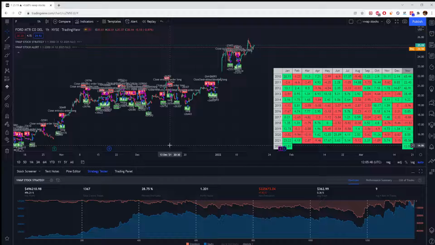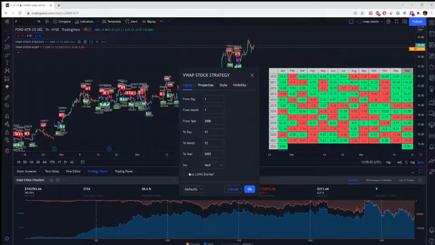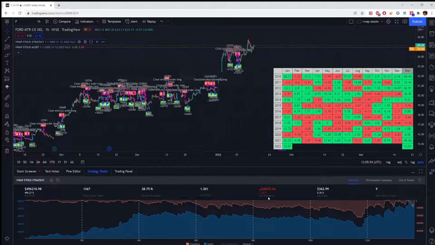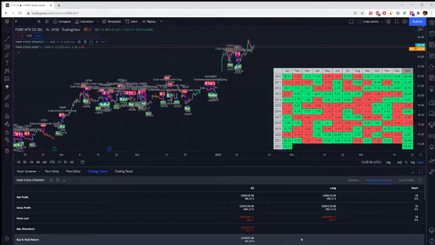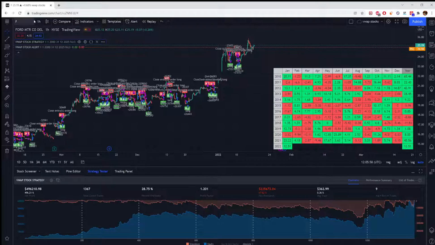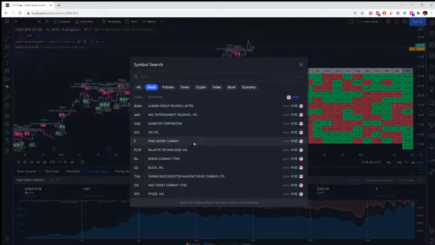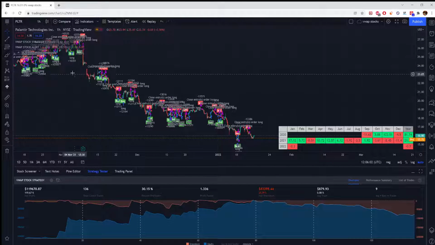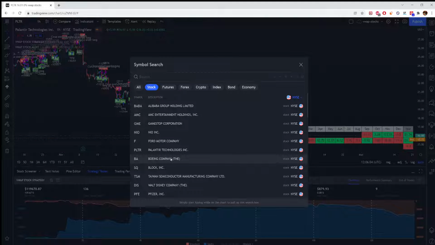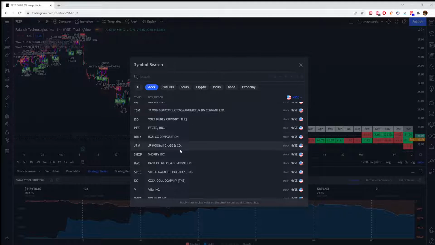Let's take a look at Ford. Ford, well, not the best, but it looks like it's much better anyway than simply buy and hold. But yeah, low win rate. And let's take a look at the last one. I don't know, JP Morgan.